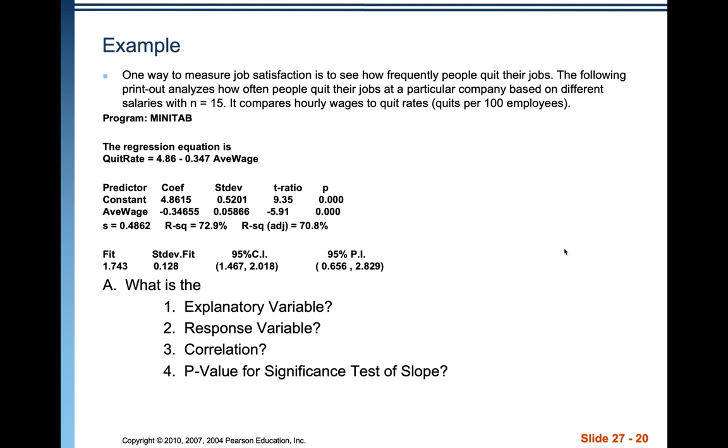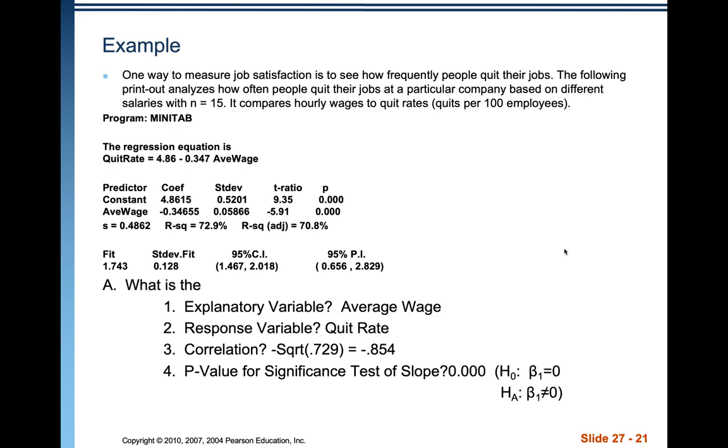Okay, let's look at an example. One way to measure job satisfaction is to see how frequently people quit their jobs. The following printout analyzes how often people quit their jobs at a particular company based on different salaries, with n equals 15. It compares hourly wages to quit rates, defined as quits per 100 employees. So we want to know the explanatory variable, the response variable, the correlation (remember that's r), and the p-value for the significance test of the slope.